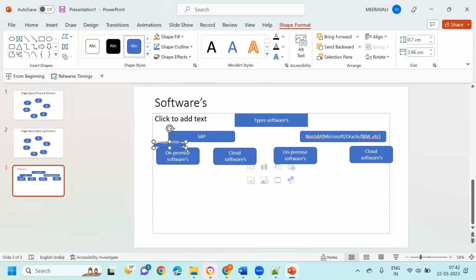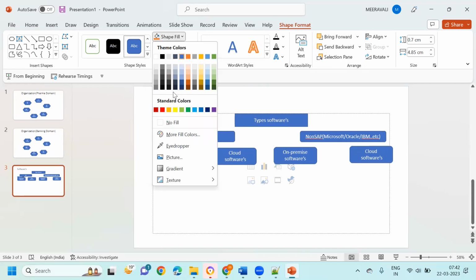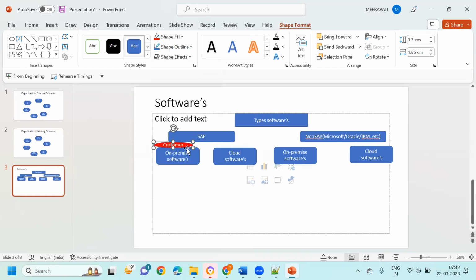See here, this is the customer premises. You need to remember this word. Irrespective of any on-premise applications, guys, these applications will sit in the customer premises. You need to remember this. On-premise applications will sit where? Customer premises.